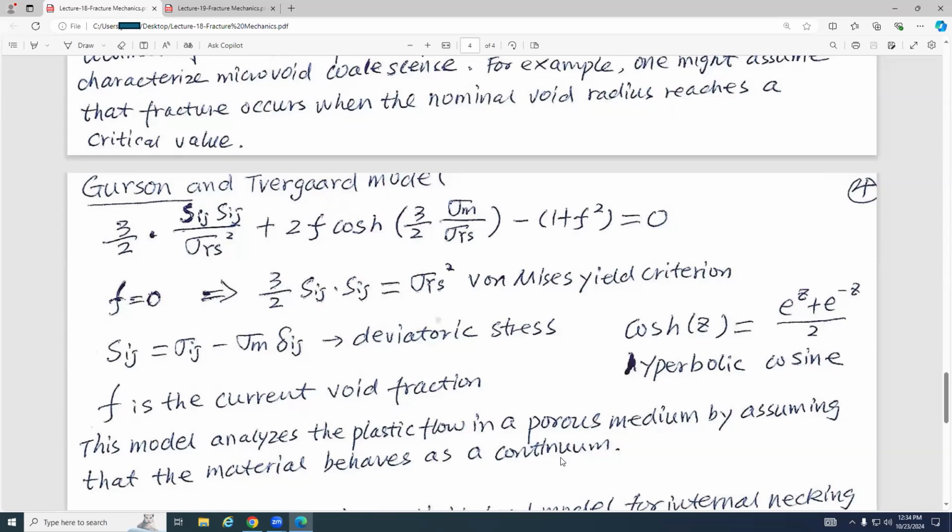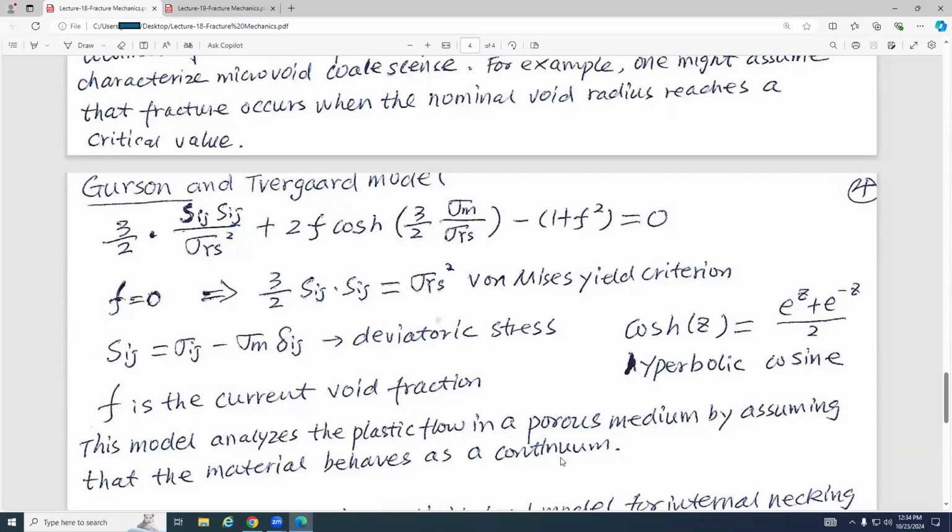So this is cosh, and cosh is defined as the hyperbolic cosine. It's (e^z + e^-z) divided by 2. So this is hyperbolic cosine. This is not just normal cosine, it's hyperbolic cosine.